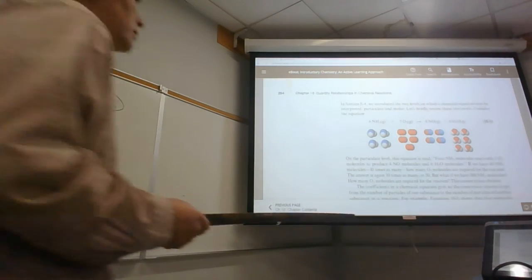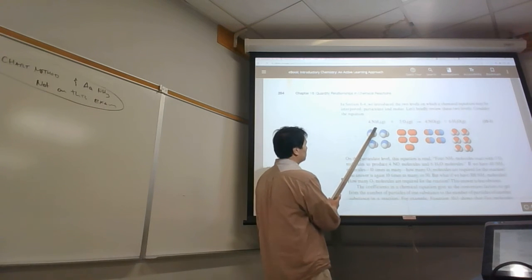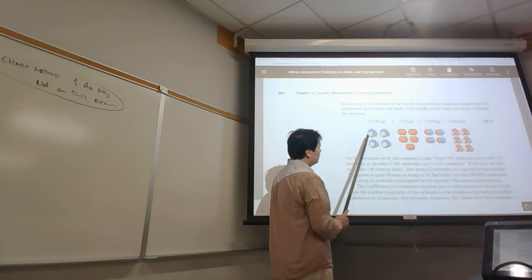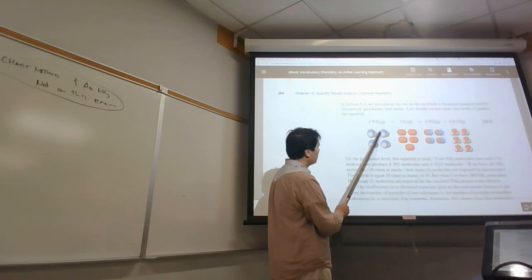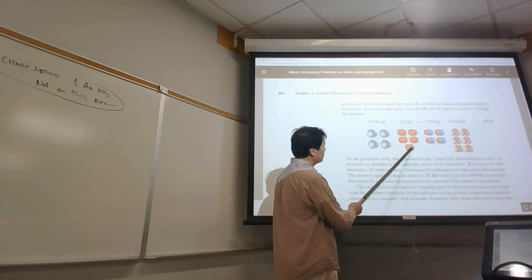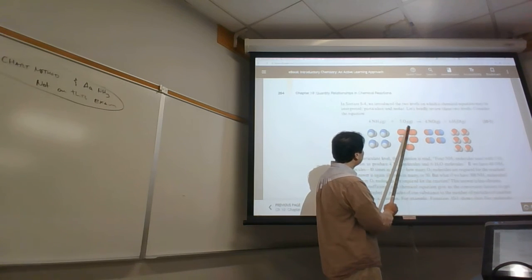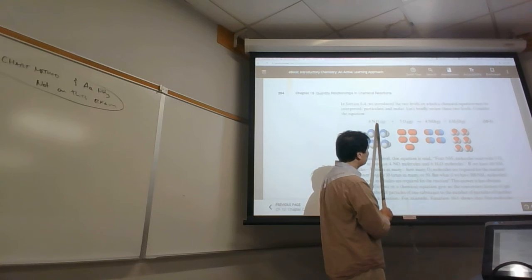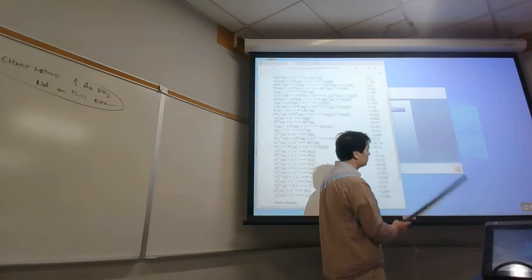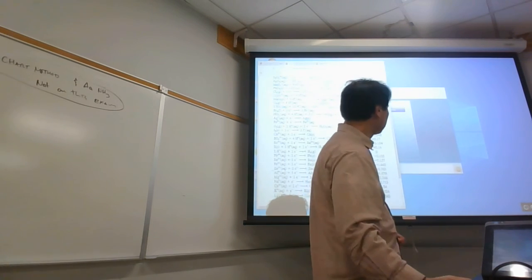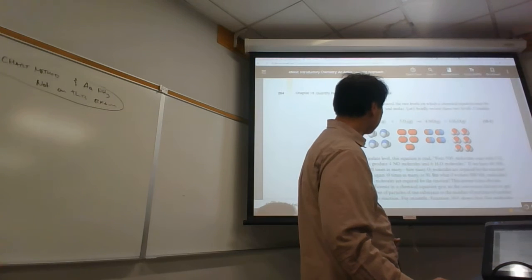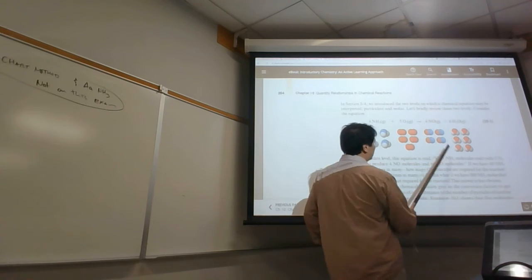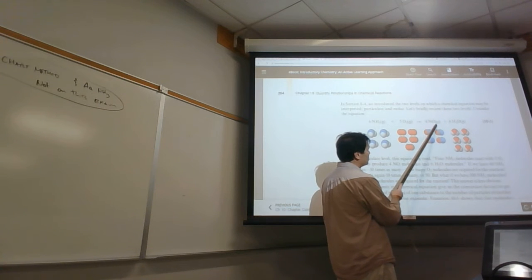So the quantity relationships are like this, the balanced chemical equation. There are two ways to visualize this. One is by particles, so 4 ammonia molecules, 5 oxygen molecules. So this is combustion of ammonia. In combustion of ammonia, we're going to form nitrogen oxide, or oxides of nitrogen. So either nitric oxide or nitrogen monoxide or other oxides of nitrogen, and water.